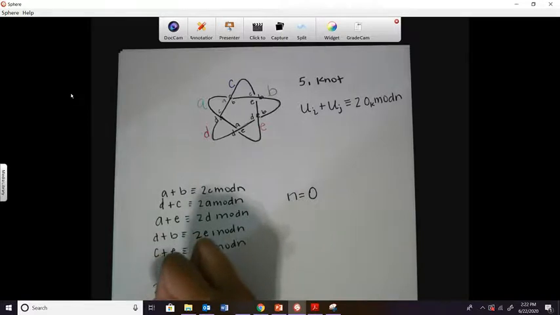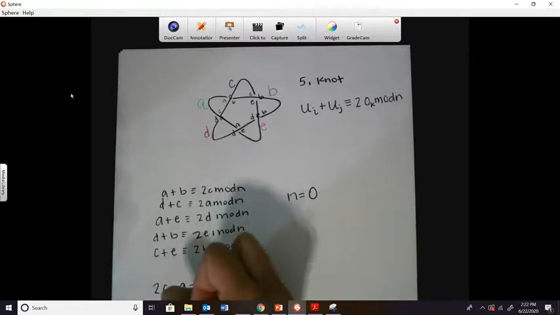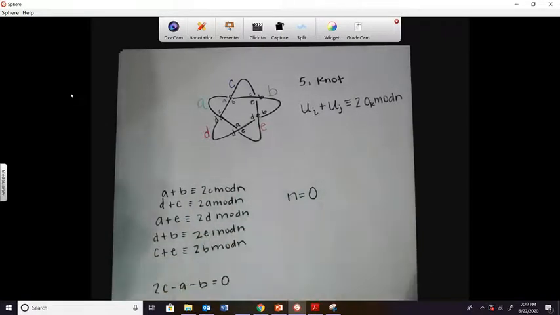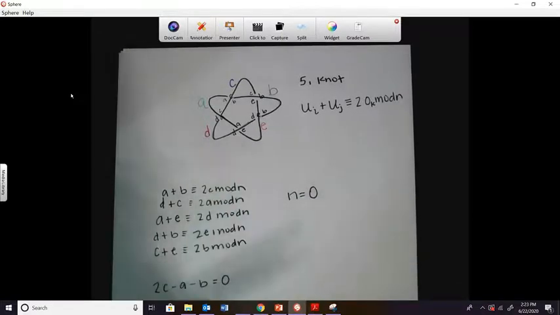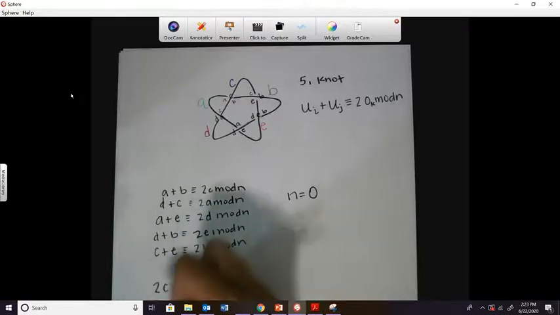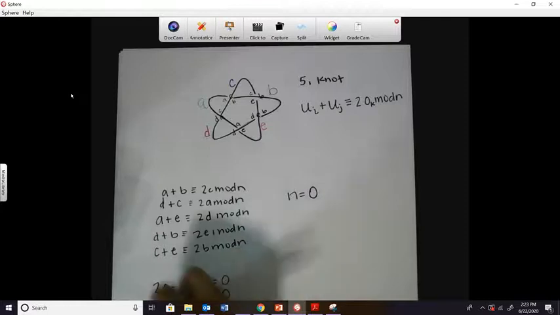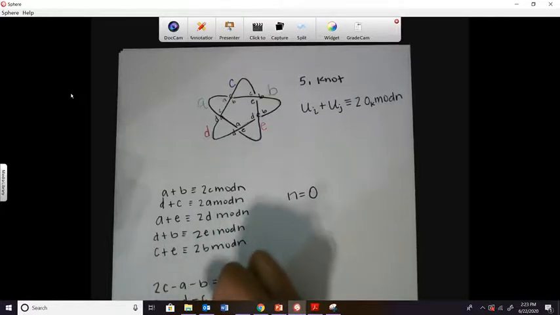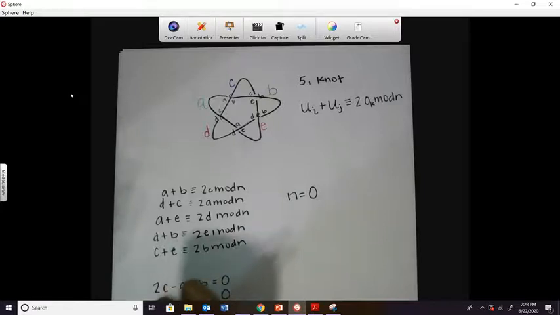I'm going to say 2C minus A minus B equals 0. And then I'm going to say here 2A minus B minus C is equal to 0. 2D minus A minus E is equal to 0. 2E minus D minus B is equal to 0. And 2B minus C minus E is equal to 0.